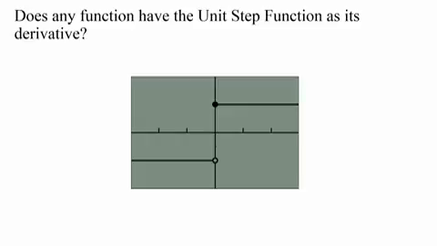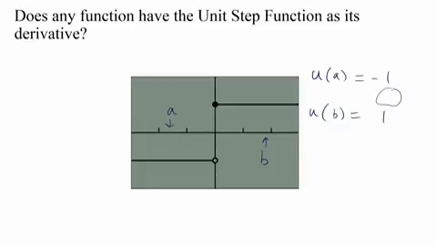Here's our example. Does any function have the unit step function as its derivative? The answer is no. Choose any a value that's negative. We see that the unit function evaluated at a, where a is negative, gives us -1. Now choose any b value that's positive, and we see that the unit function evaluated at b gives us +1. Notice that this function does not give us any value in between -1 and +1.